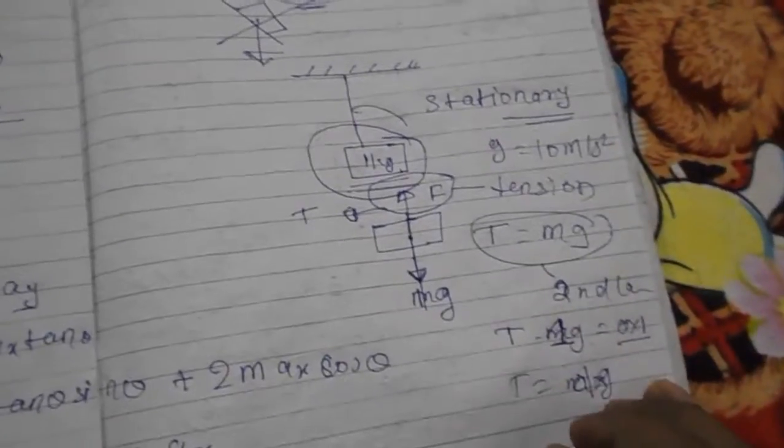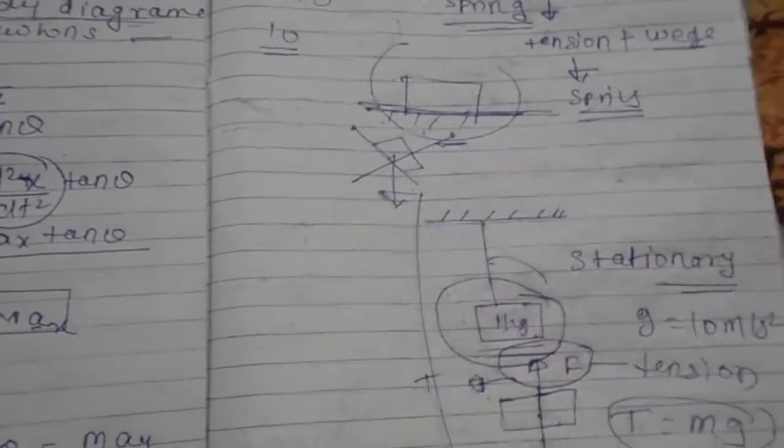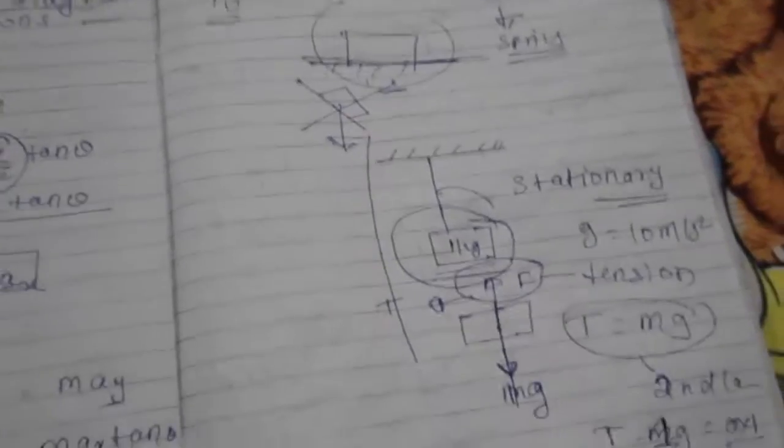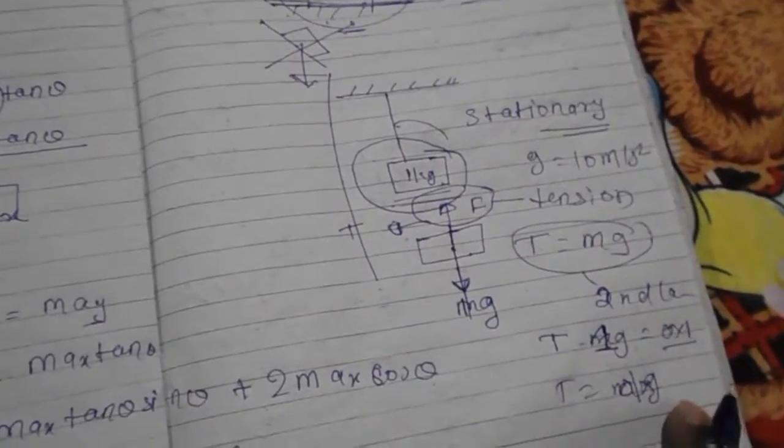Let me explain here. T is equal to 1 into g. It is very simple to calculate.